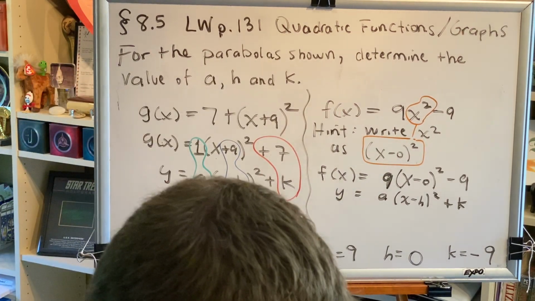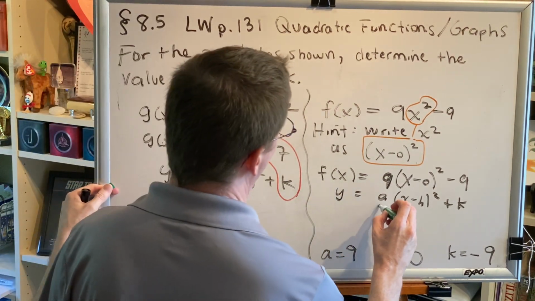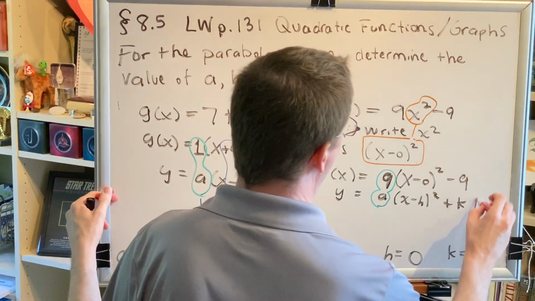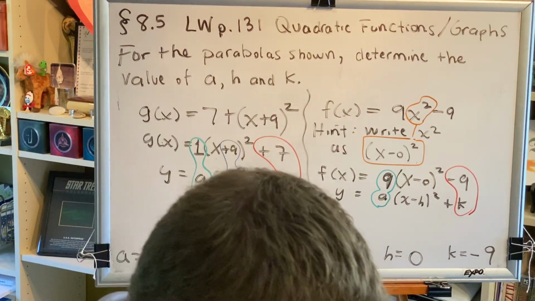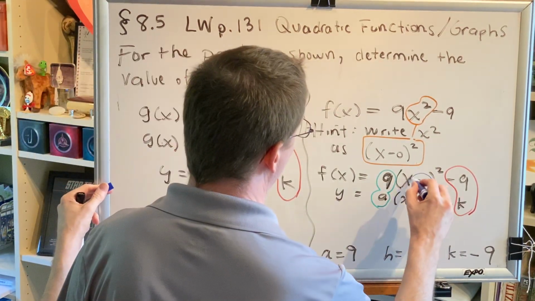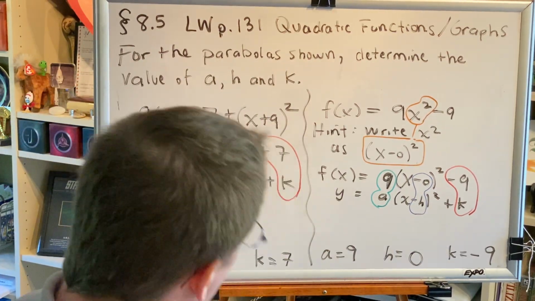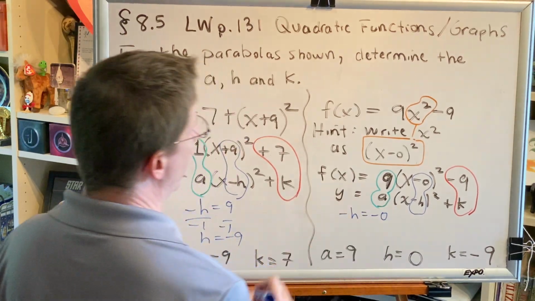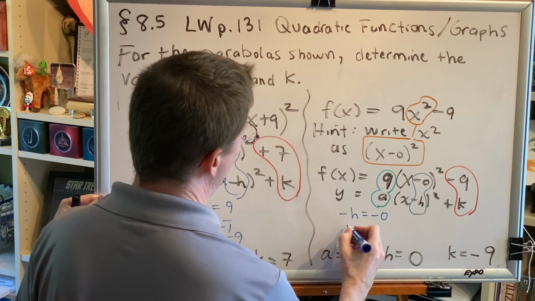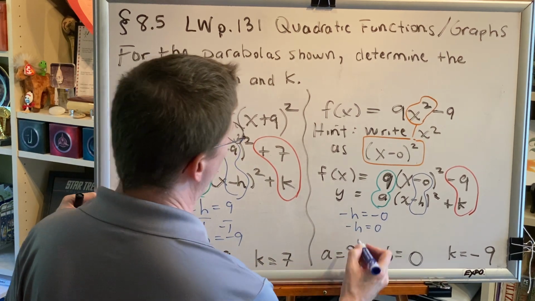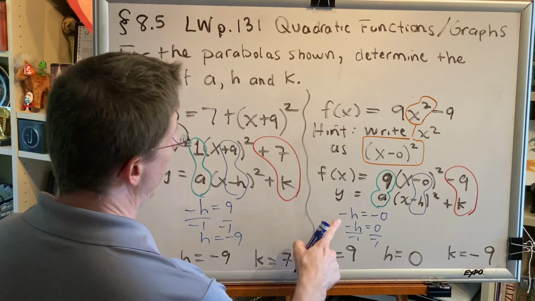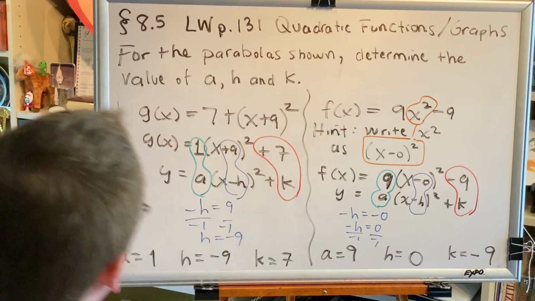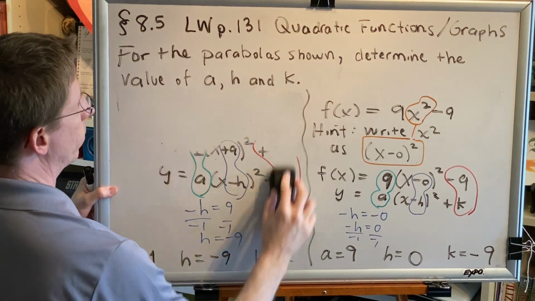Okay, so we line up the pieces and parts compared to the vertex formula. So we see that a is equal to 9. We see that k is equal to negative 9. And we see that negative h is equal to negative 0. Now there's no such thing as negative 0. Negative 0 would just be 0. So we get negative h equals 0. Divide by negative 1 on both sides, we get h equals 0. So you can see we get the same answer regardless of which method we use. All right, 4 down, 2 to go.